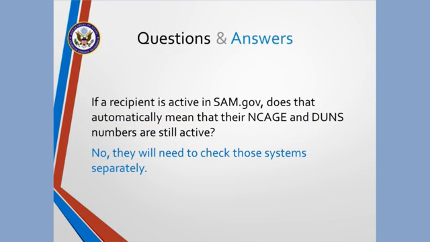Another question that we have received is, if a recipient is active in SAM.gov, does that automatically mean that their NCAGE and DUNS numbers are still active? And the answer is no. They have to check each of those systems separately. And again, if users do not have their account information readily at hand, they can use the help desk option through either of those systems to get assistance in reactivating their accounts.